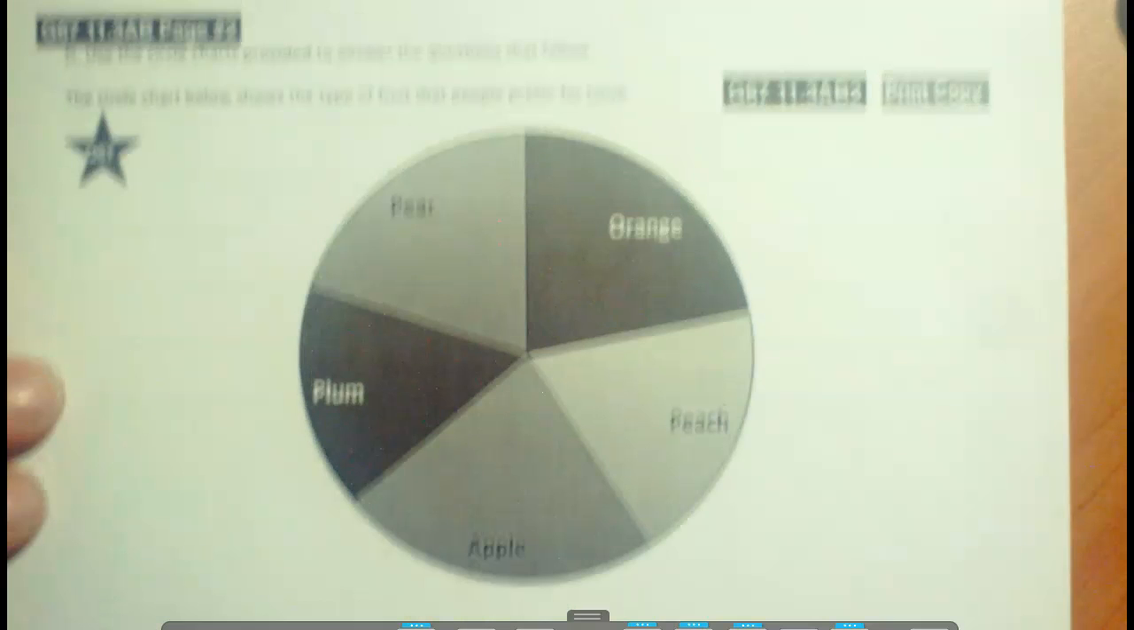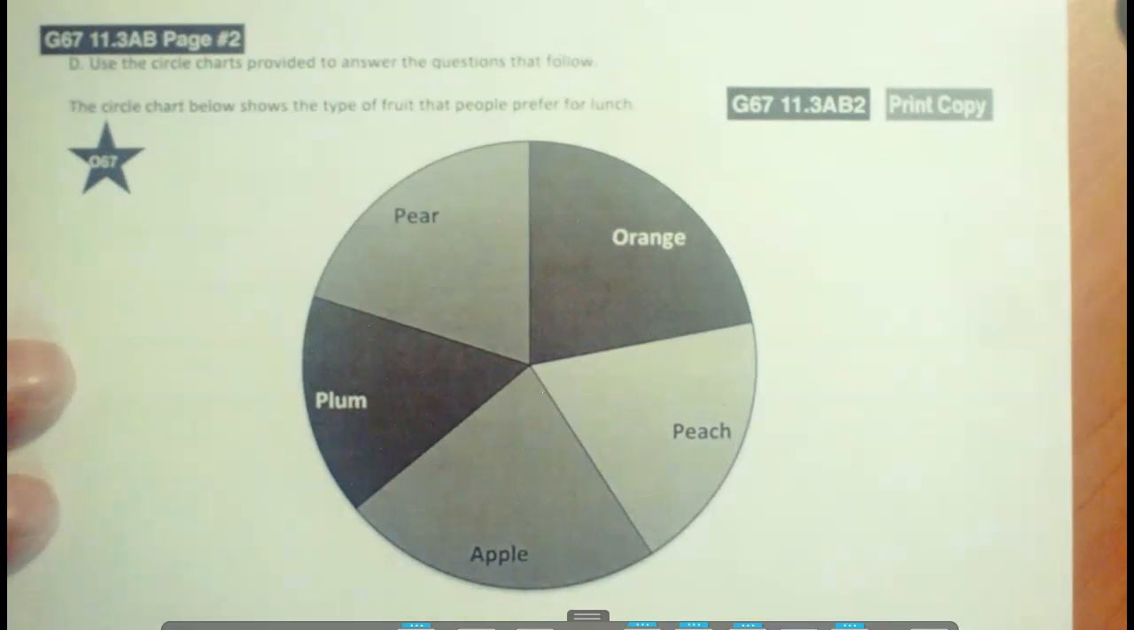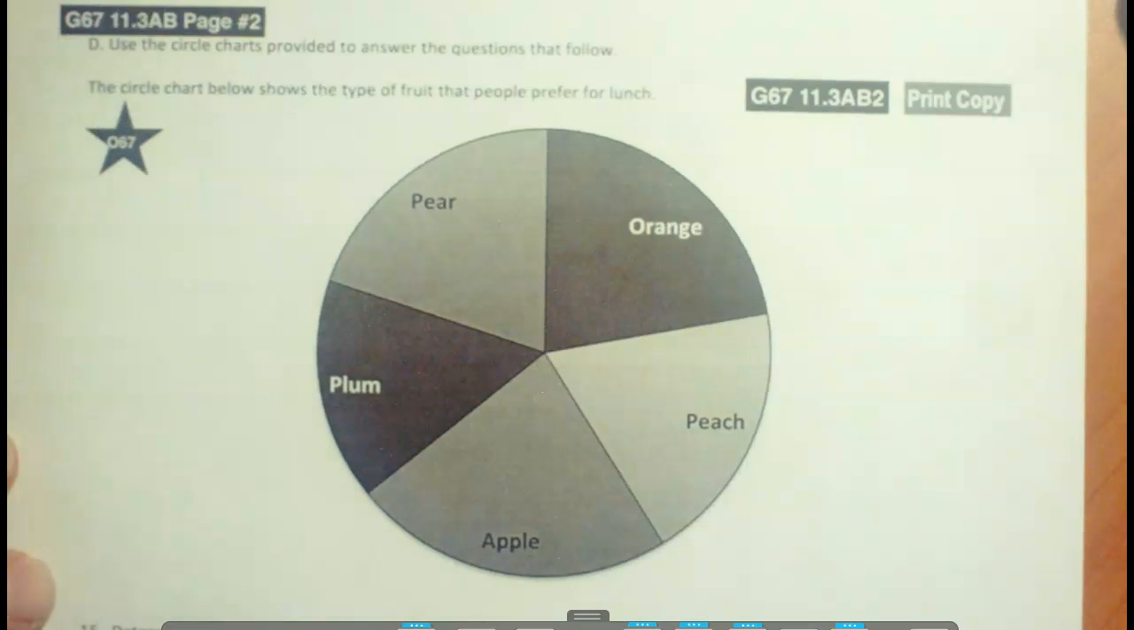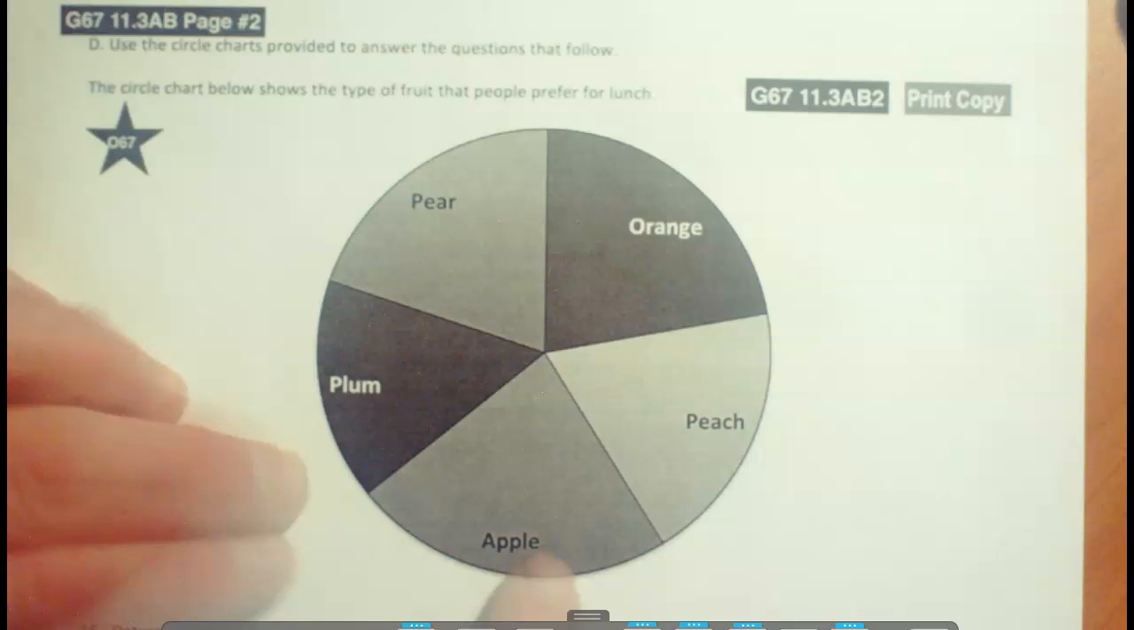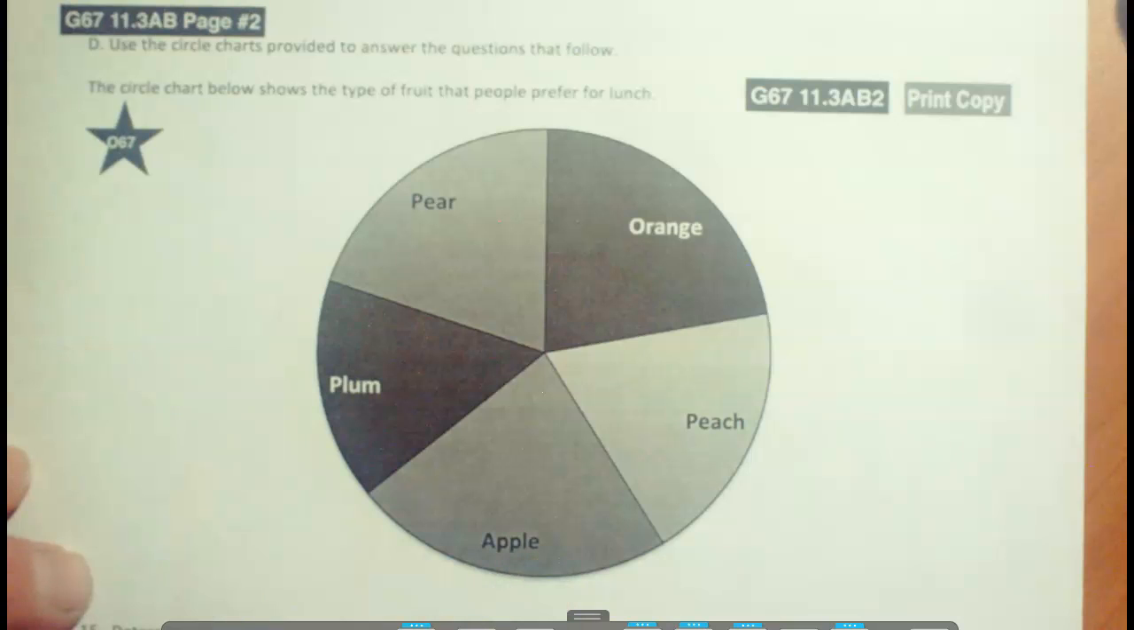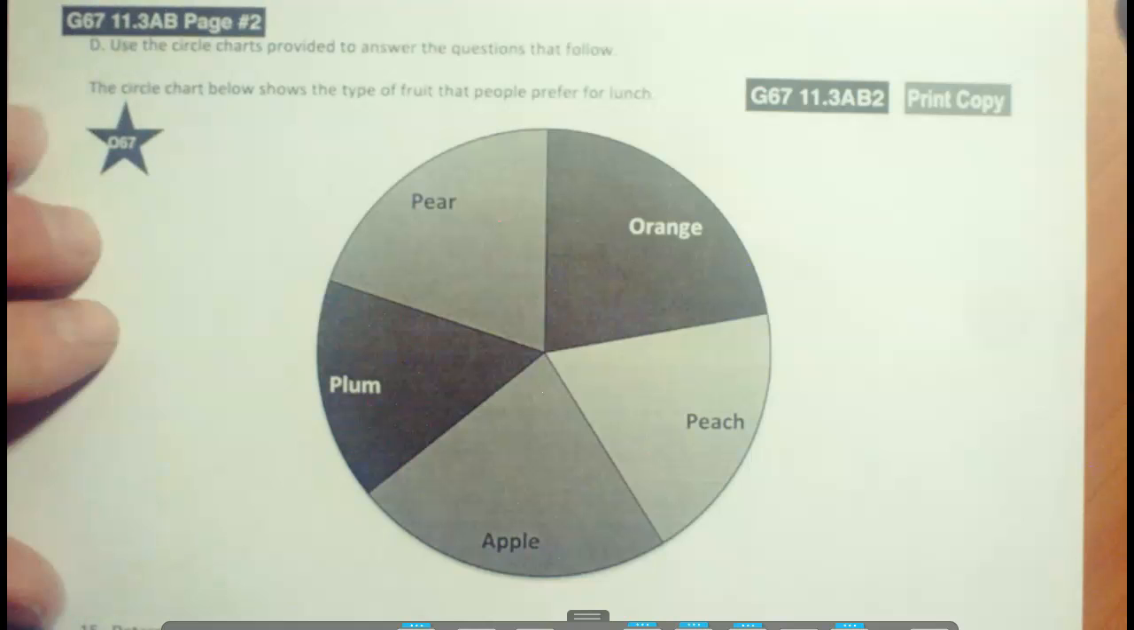Hello, this is a tutorial on 11.3 AB2. Need a protractor for this assignment. What we're going to be doing here is to try and determine the angle and the percent of each type of fruit here. So let's see if we can figure it out.